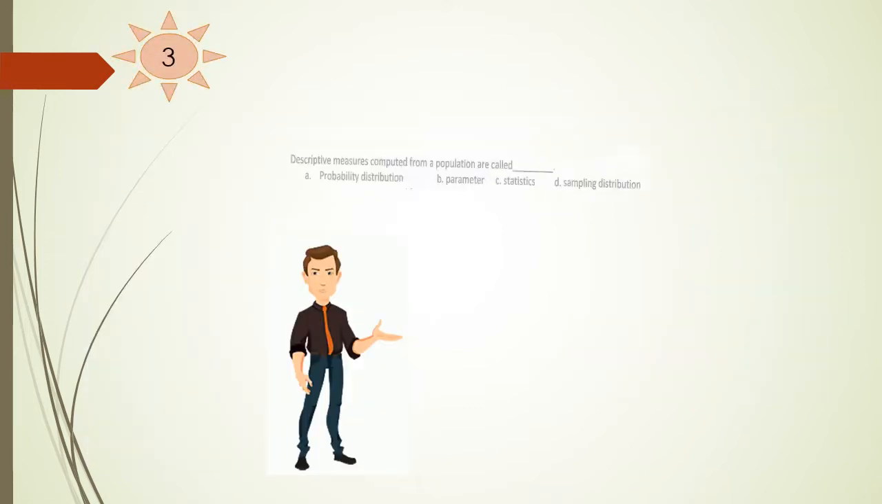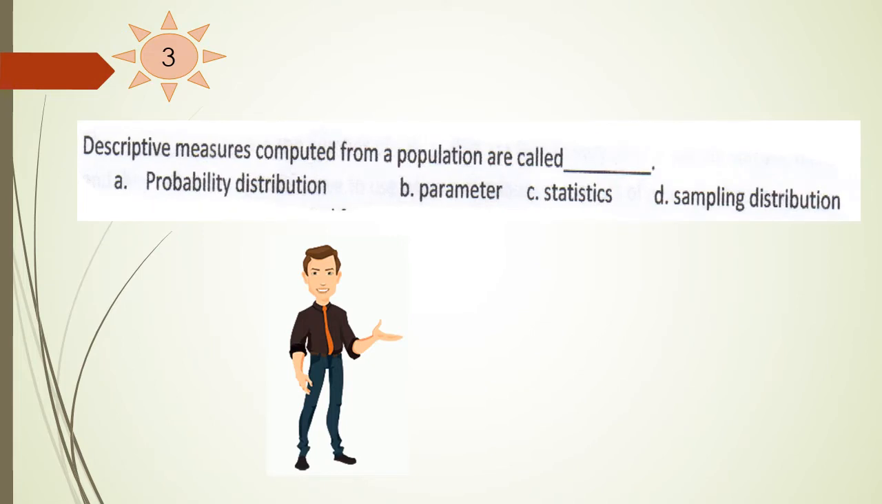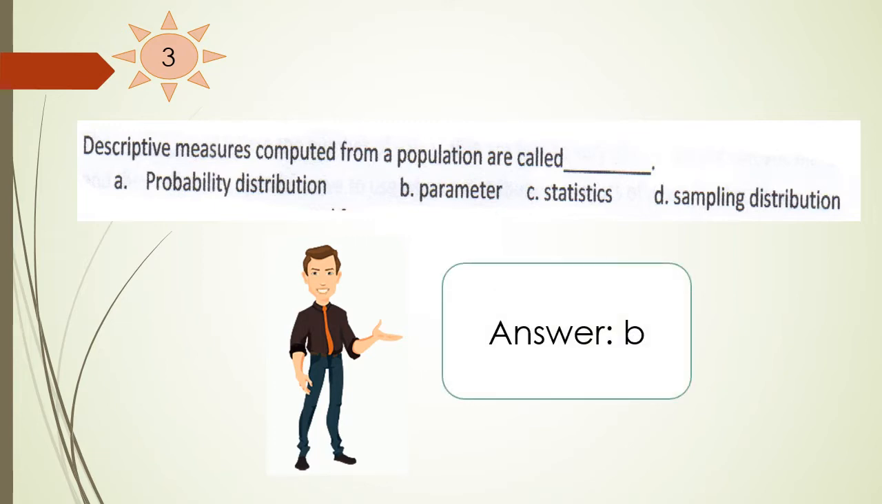Number 3. Descriptive measures computed from a population are called A. Probability distribution, B. Parameter, C. Statistics, or letter D. Sampling distribution. The answer is letter B. Parameter.